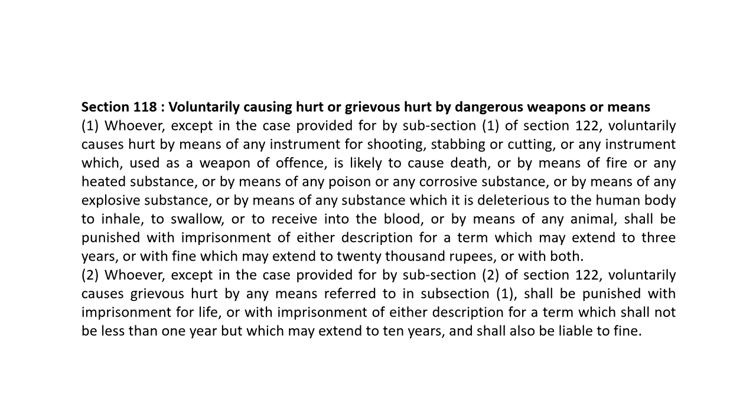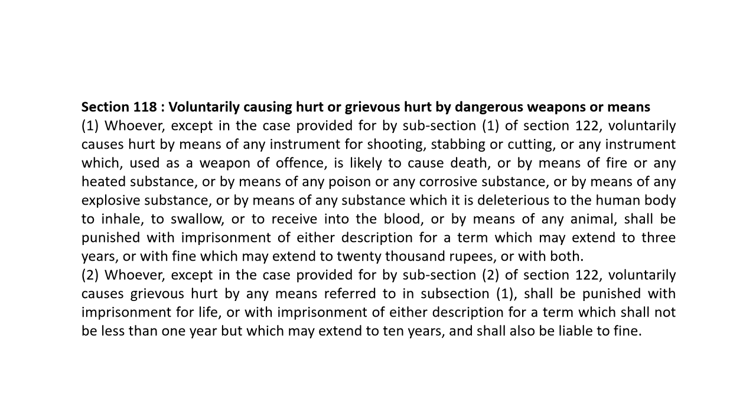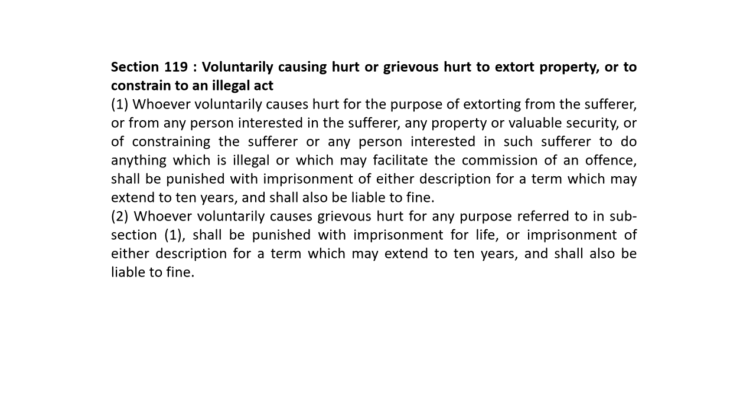So the amount of fine has been substantially raised by the changes that have been introduced by the BNS in 2023. So you see, even if you are employing an animal as a dangerous weapon or means, even that has been taken care of under section 118 of the BNS. Then it says, whoever, except in the case provided for by subsection 2 of 122, voluntarily causes grievous hurt by any means referred to in subsection 1, shall be punished with imprisonment for life, or with imprisonment of either description for a term which shall not be less than 1 year, but which may extend to 10 years and shall also be liable to fine.